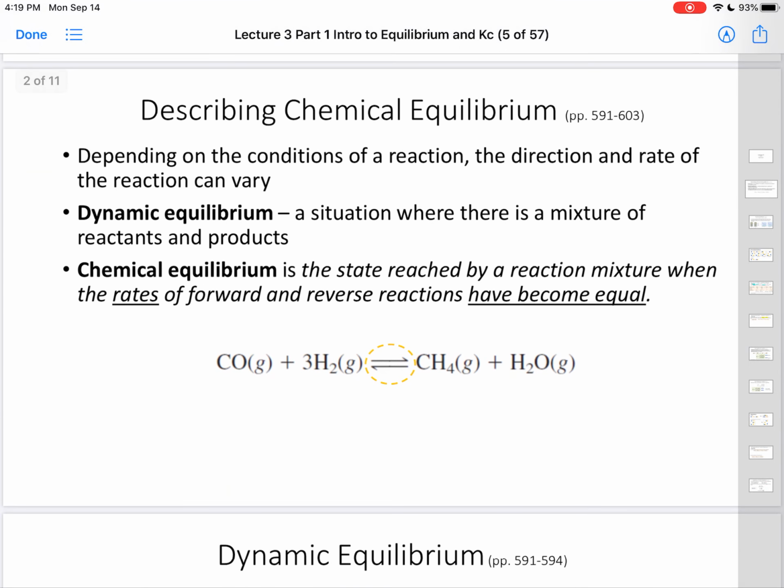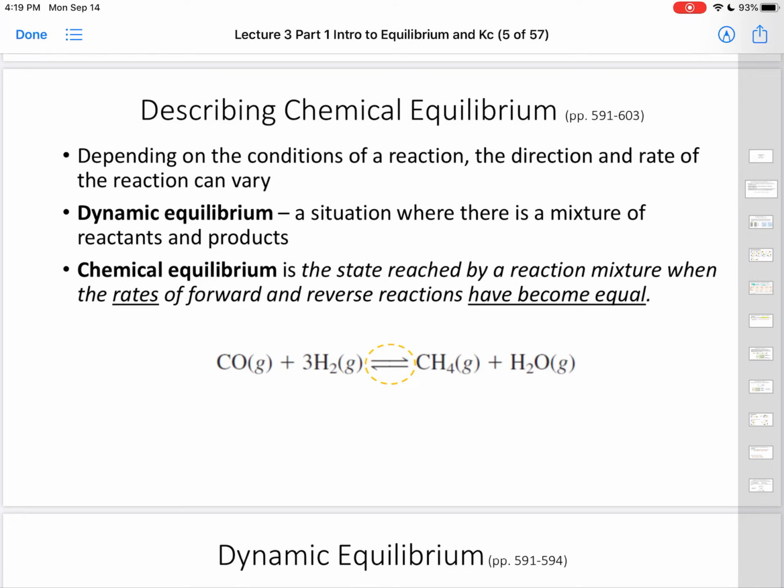When we're talking about describing chemical equilibrium, depending on the conditions of a reaction, the direction and rate of the reaction can vary. So there is something called dynamic equilibrium. It is a situation where there is a mixture of reactants and products. And the mixture of reactants and products is due to something called chemical equilibrium, which is the state reached by a reaction mixture when the rates of forward and reverse reactions have become equal.